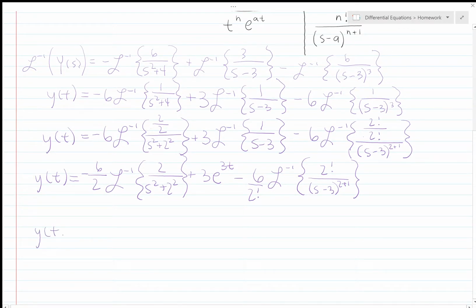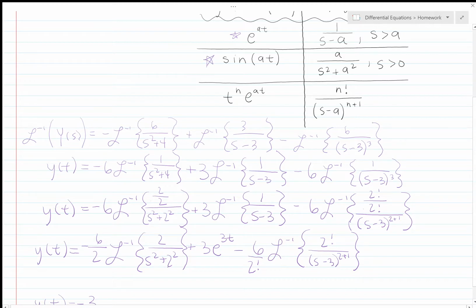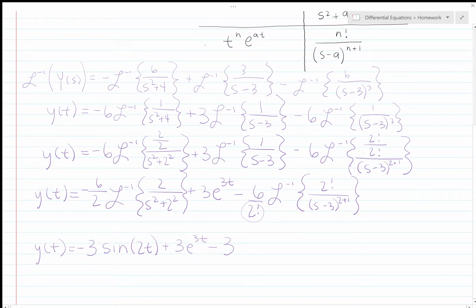Okay, and then so y of t equals negative 3, and this matches this second form here perfectly, so we can see a is 2, and so it's going to be sine 2t, plus 3e to the 3t, minus, and then this is just 2, so it's going to be a 3, and we can see this form matches this last formula here, and we can see n is 2, so 3t raised to the 2 times e, and we can see a is 3, so it's going to be e raised to the 3t. Okay. And that is our final answer.